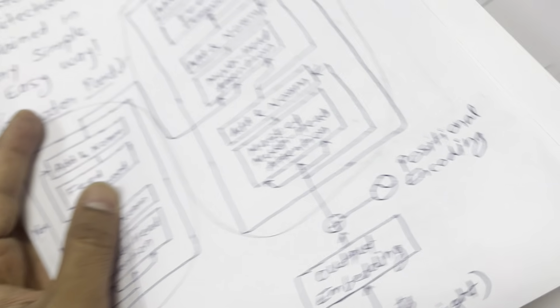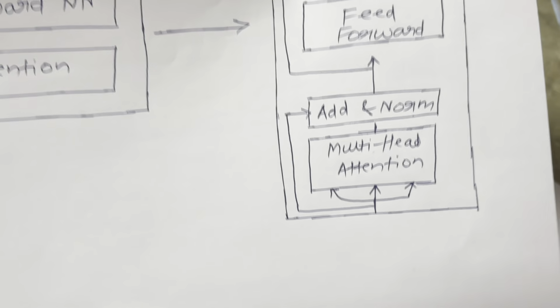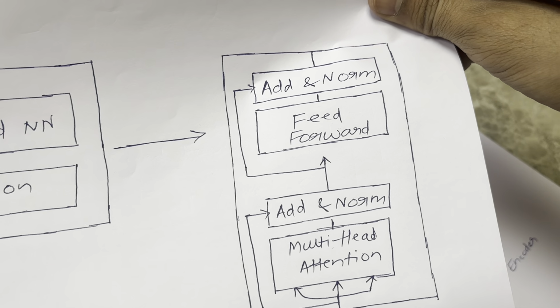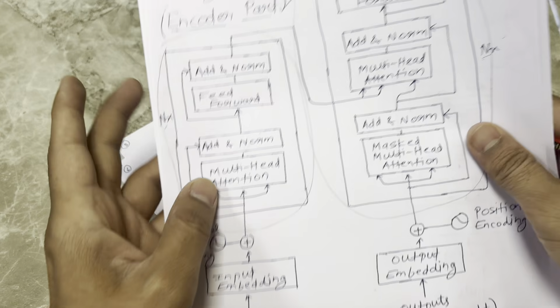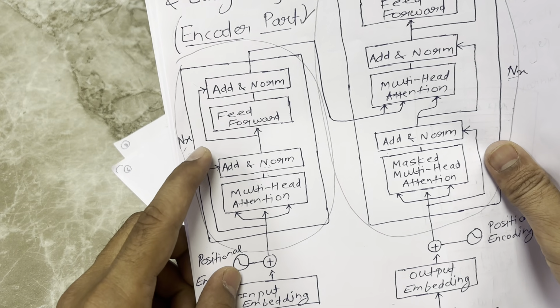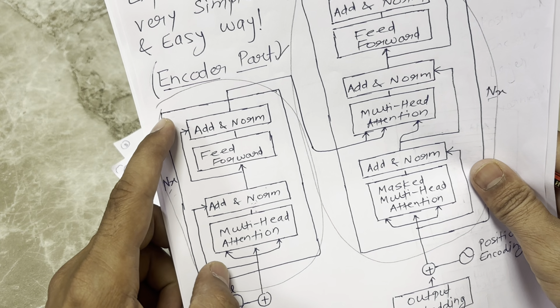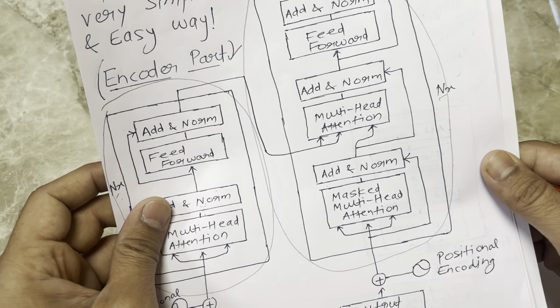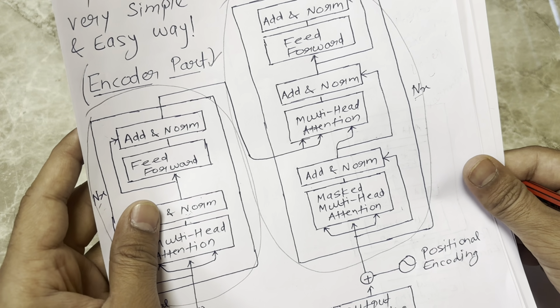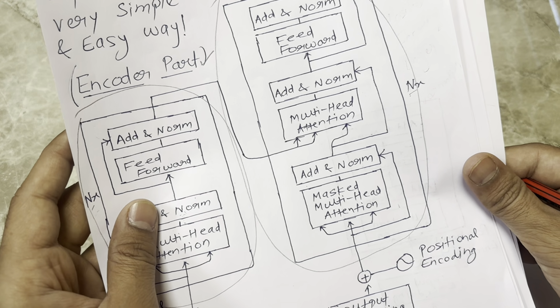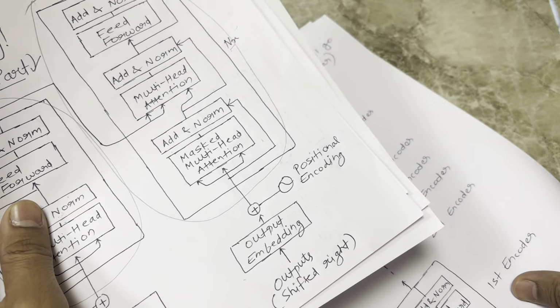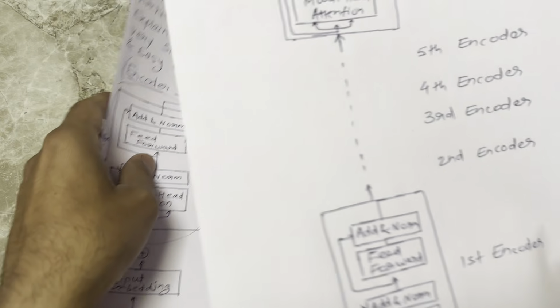From where I got it, you see here: multi-head attention, add and norm, feed forward, add and norm. Exactly the same thing is shown here. Multi-head attention, add and norm, feed forward, add and norm. That is what I am trying to show you. And like this, how many are there? 6 encoder blocks are there. So the diagram basically becomes something like this one.